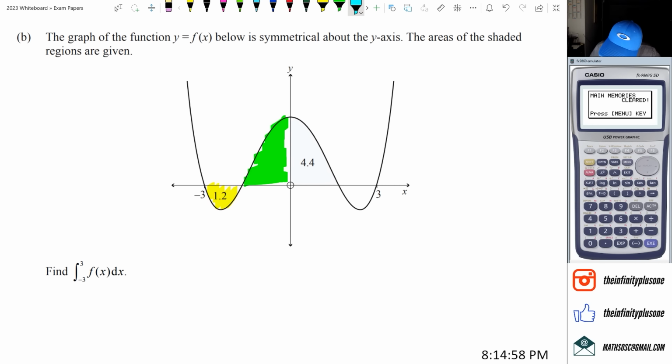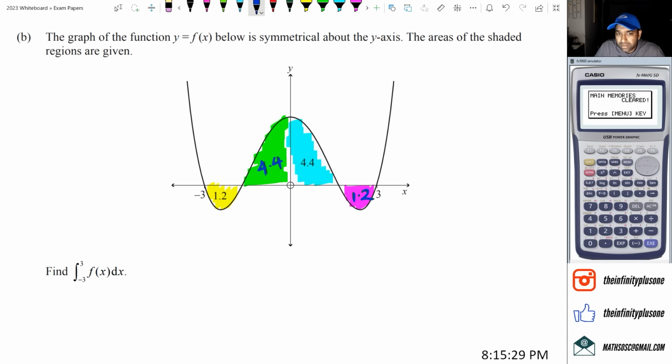So we've got this part, we've got this part, and then finally we have this part here. Now, because it's symmetrical about the y-axis, we know that this green area is going to be 4.4. And we also know that the pink area is going to be 1.2. So that's something first that we've got to remember: we've got 4.4 and 1.2.